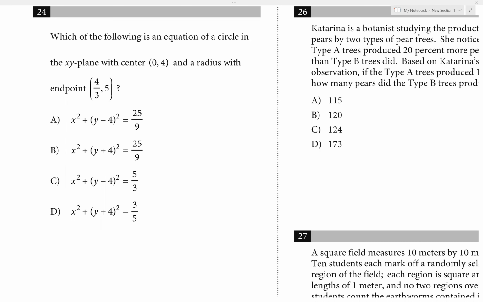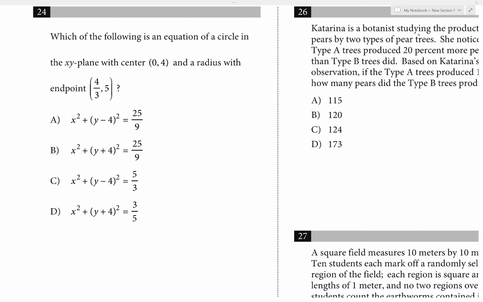All right, let's take a look at 24. Which of the following is an equation of a circle in the xy plane with a center 0, 4, and the radius with endpoint 4/3, 5? Okay, so this question is an equation of a circle question.